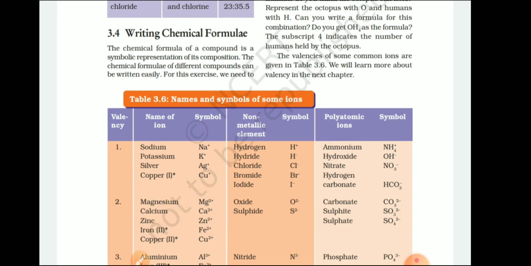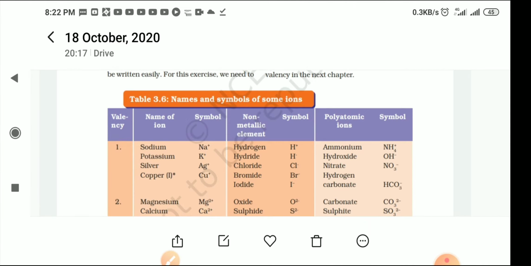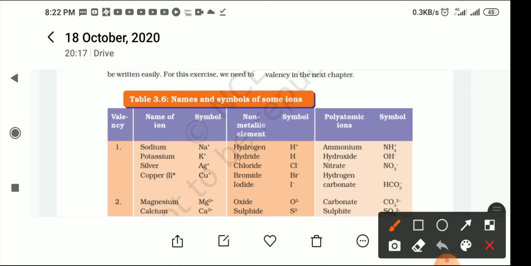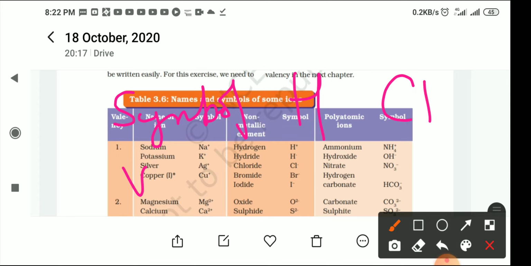For example, if somebody says you have to write the chemical formula of hydrochloric acid, how are you going to write it? First of all, we will write the symbols of hydrochloric acid. It means hydrogen and chlorine. The symbol of hydrogen is H and the symbol of chlorine is Cl. Clear? Then we will write the valency of hydrogen and chlorine.